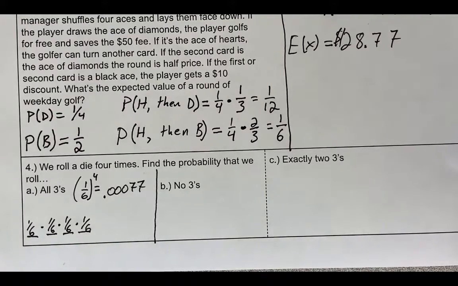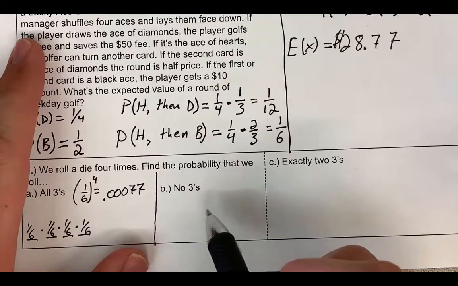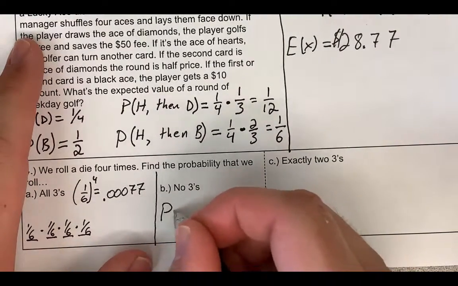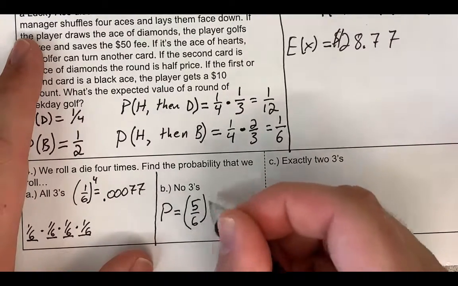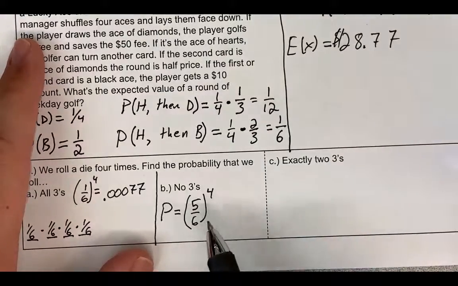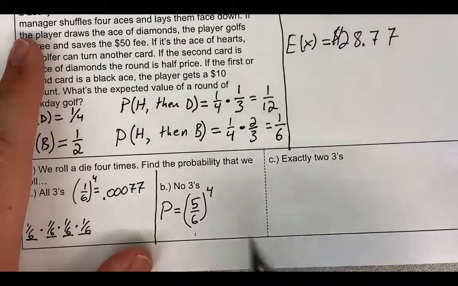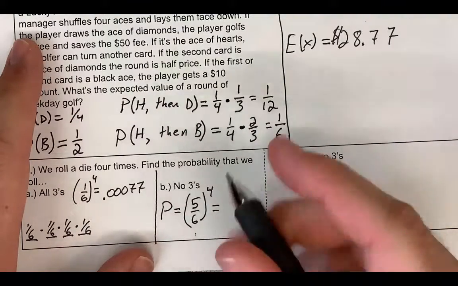What's the probability that you get no 3s? Okay, well, the probability that you get not a 3 is 5/6. So the probability that you get no 3s is going to be 5/6 to the 4th power. Again, you're thinking in terms of 4 rolls. You want 5/6 times 5/6 times 5/6 times 5/6. That's 5/6 to the 4th power. Okay, that ends up being 0.482.